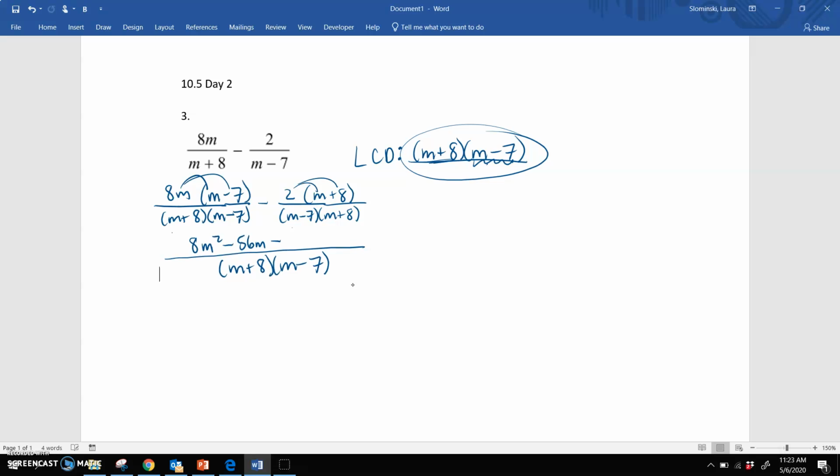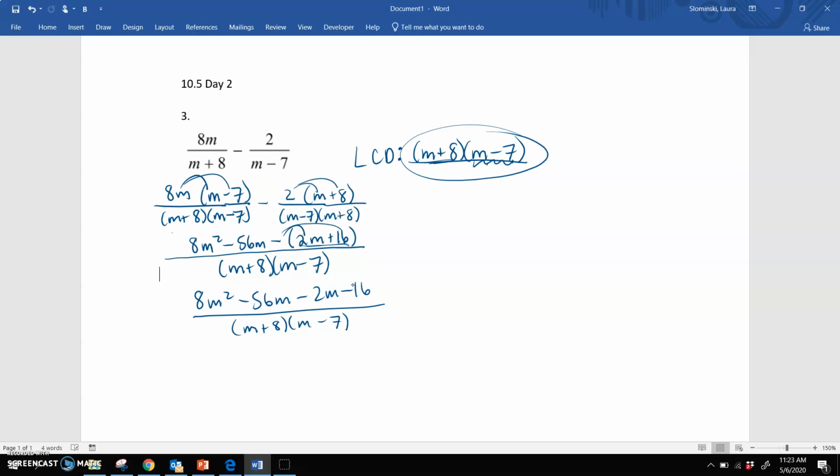And when I distribute the second one, I need to put it in parentheses, 2m plus 16. Again, the most common mistake with subtraction problems instead of addition is that we forget to put the second half in parentheses because my next step will be to distribute the negative. So I have 8m squared minus 56m minus 2m minus 16. Now, some students are good at just kind of changing the signs as they go. That would be okay as well, but you do have to make sure that you do that.